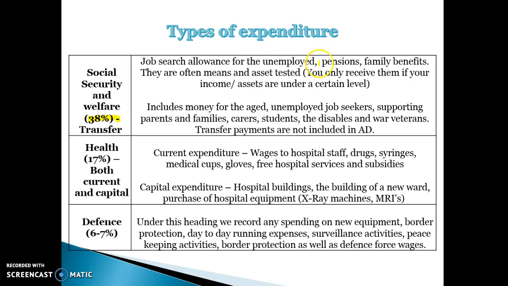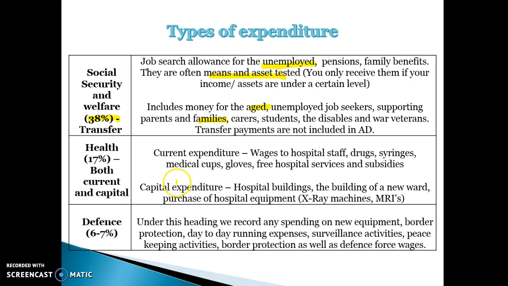That includes mainly... unemployment benefits are not the main form of welfare. Pensions and family benefits are the main forms. They are often means or asset tested, and it includes spending on the aged, unemployed, parents and families, carers, students, disabled and war veterans. Healthcare can be broken down into current and capital expenditure.